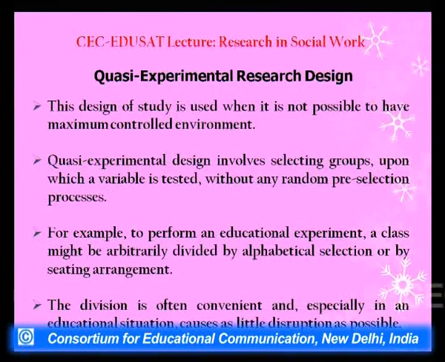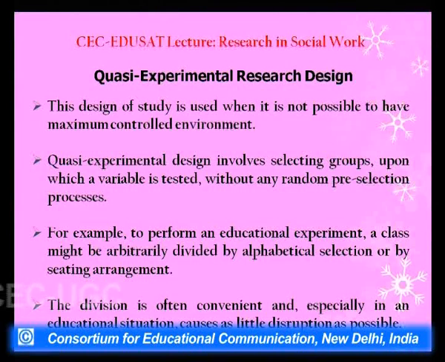We also have what is called the quasi-experimental research design. Now, in the domain of social work and social research also, like I said, conditions for control are difficult to establish. Sometimes we may not have this optimal controlled environment. So we can use quasi-experimental design to select groups on which we can test our variables without any kind of random pre-selection processes which are important in the experimental research design.